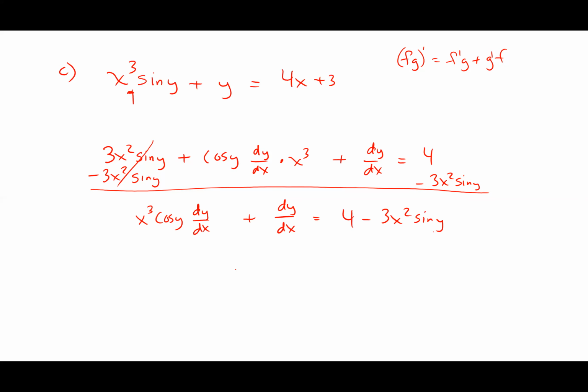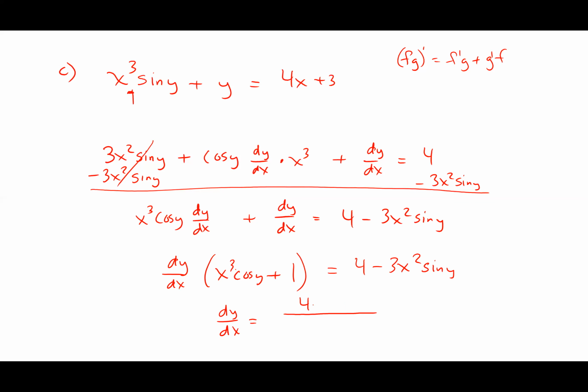So on the left side, I have only terms that have dy/dx in them. I'm going to factor those out. And I'm left with x cubed cosine y plus, that one's going to become a 1, right? Because if you factor out the whole entire term, you're only left with that. And that's it. So we're going to divide by whatever is multiplying dy/dx. I'm not even going to show the division because I'm running out of room, so I might as well just give you the final answer. Here it is: 4 minus 3x squared sine y, over x cubed cosine y plus 1. There it is.